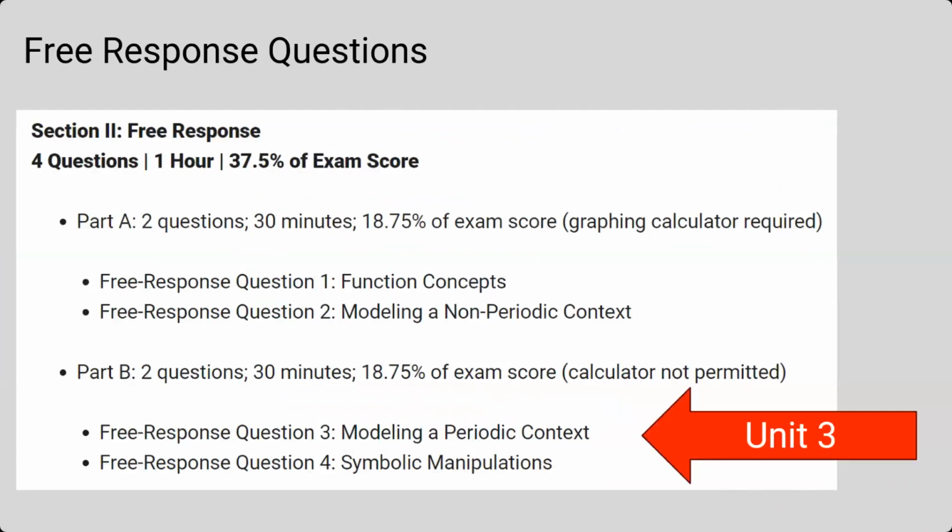Our trigonometry in polar functions will really come heavily into play in that last chunk, the calculator not permitted section. Question 3 is all about modeling in a periodic context. And so our first activity, we're going to explore how the technology can help us explore that and assist our students in visualizing the relationships there. And then question 4 is all about symbolic manipulation. So that could be any symbolic manipulation. I'm going to take a guess, there'll probably be some trigonometry in there. And that last part there, 2 questions, 30 minutes, and that's 18.75% of the test.